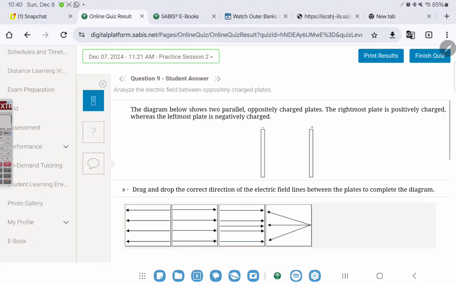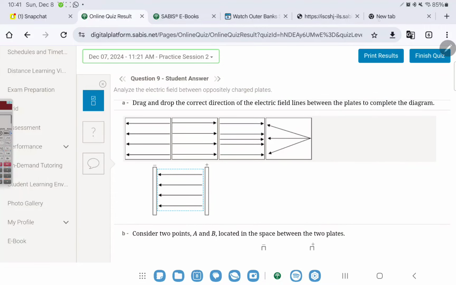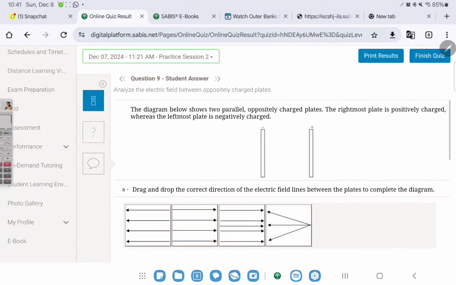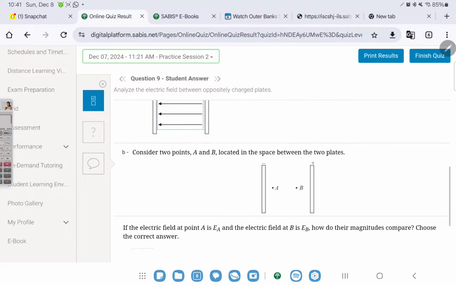Okay, so here you have two parallel oppositely charged plates. The left one here is negative and this is positive. They want you to drag and drop the correct direction of the field between these plates. It's gonna be this direction, because it always goes from the positive to the negative. It's never gonna go from the negative to the positive. And it's in straight lines because they're opposite. See, they're oppositely charged plates, parallel.